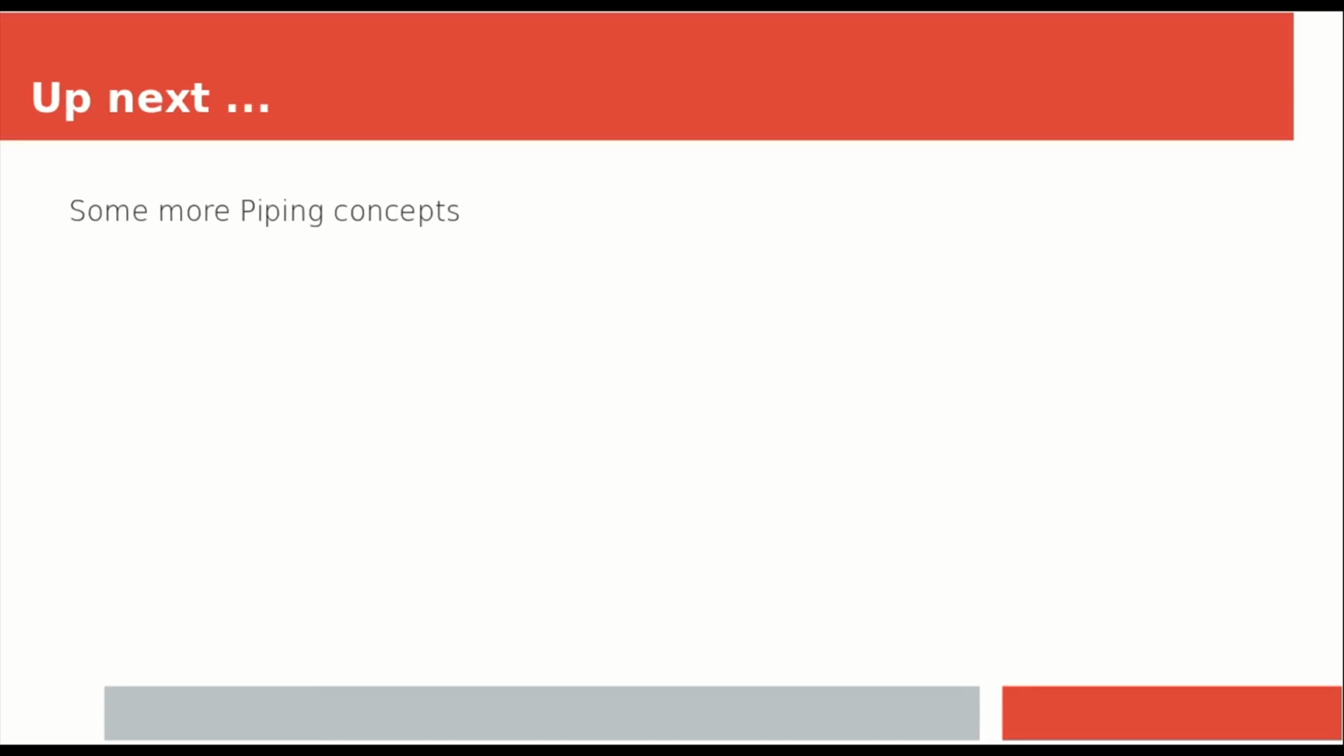In the next tutorial we will learn some more piping concepts, where we will see how to store the data in a file before passing it to any other command down the pipeline, and we'll be using the tee command and the xargs command and see how they help us understand pipelines better.